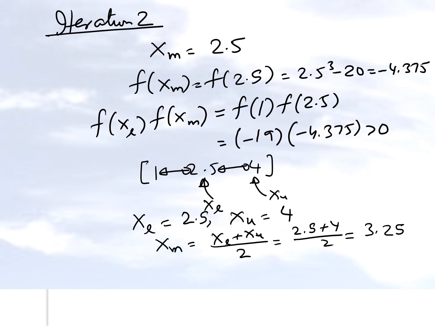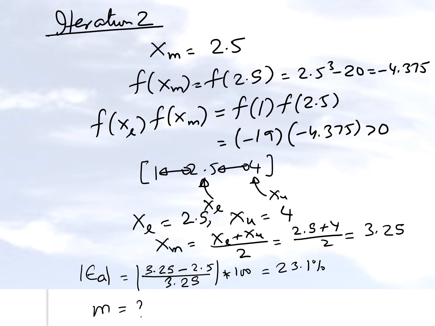Now I want to calculate the absolute relative approximate error, which will be the current approximation, 3.25, minus the previous approximation, 2.5, divided by the current approximation, 3.25, times 100, and this number turns out to be 23.1%.